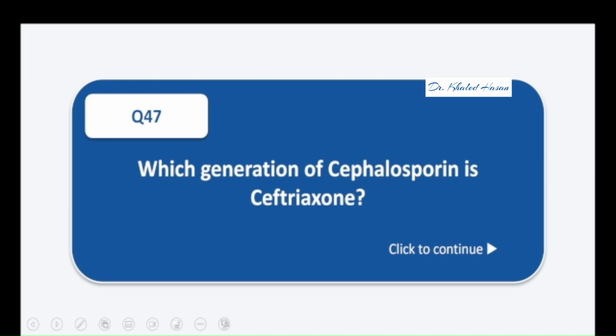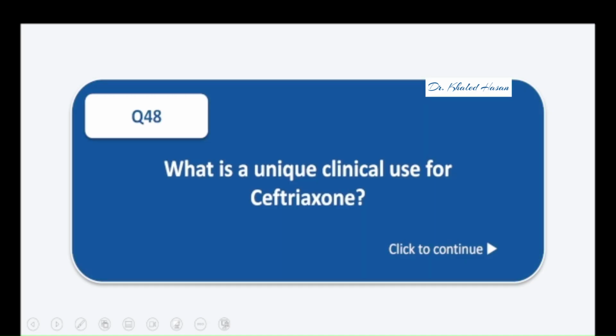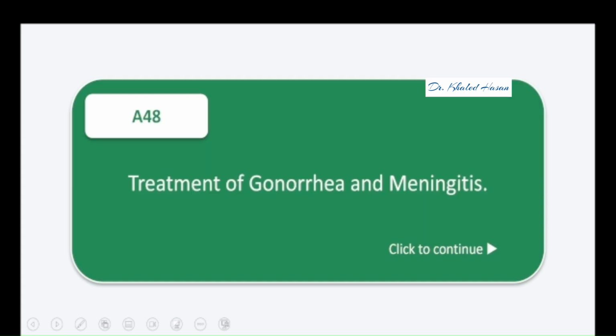Which generation of cephalosporin is ceftriaxone? It belongs to the third generation. What is the unique clinical use of ceftriaxone? Ceftriaxone is used for treatment of gonorrhea and meningitis.